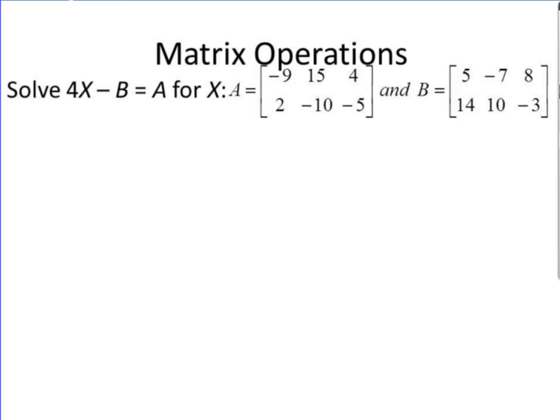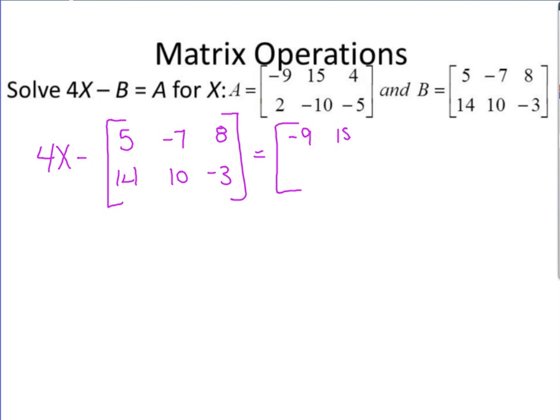Now we can also have to solve to find the value. So right now we have 4X minus B is equal to A, but we don't know what matrix X is equal to. So if we fill in the information we do know, we want to get the matrix X by itself. So the first thing we can do right now, it's 4X minus matrix B. So we can add matrix B to the other side.